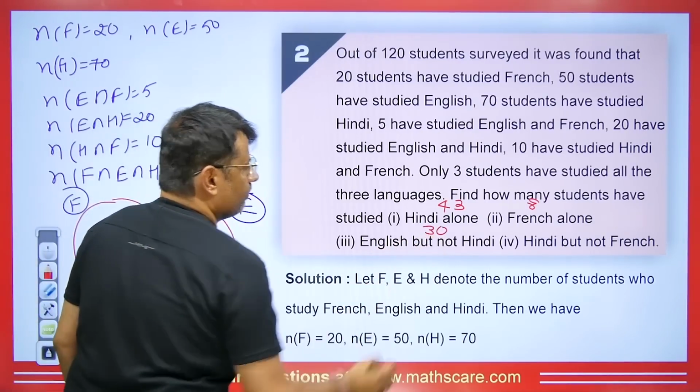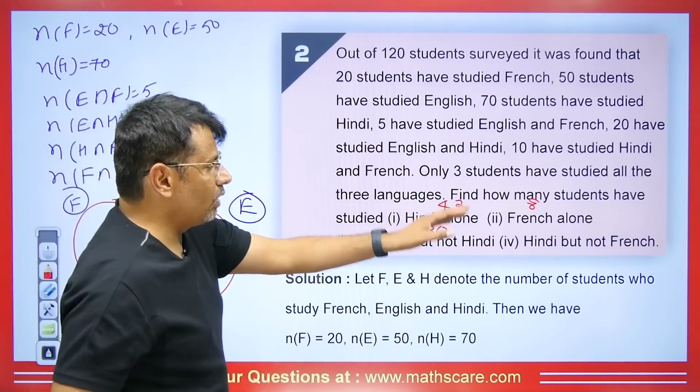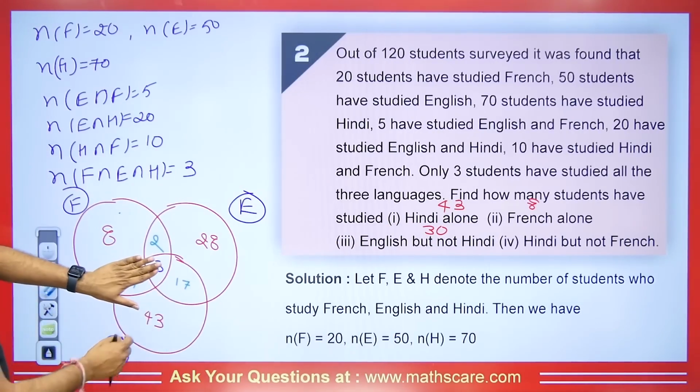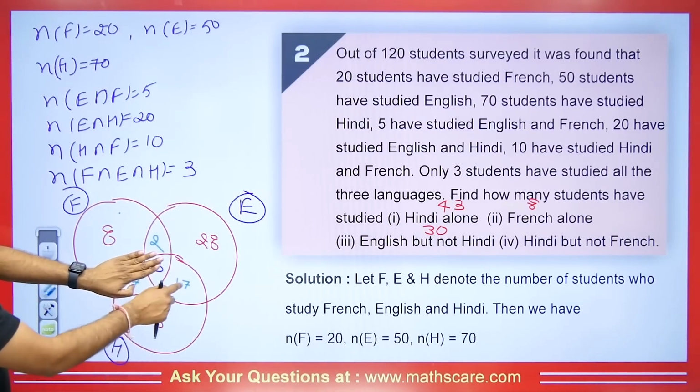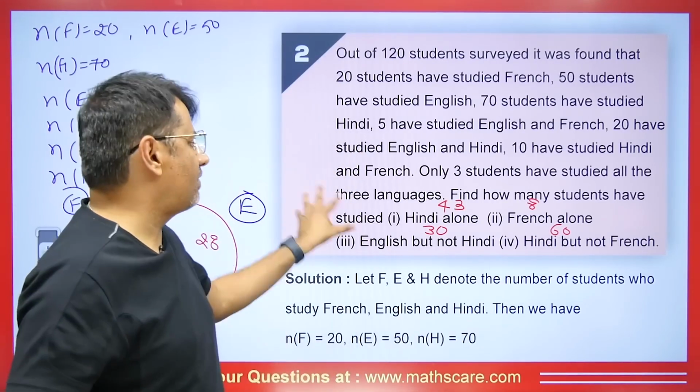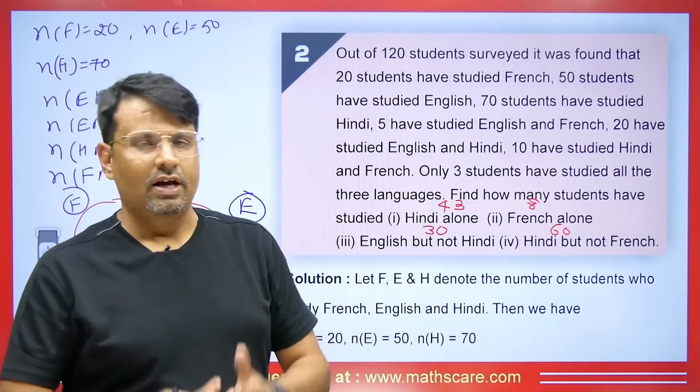The next question is, which students are studying Hindi but not French? The students who are studying Hindi but not French are 43 plus 17, apart from this, will be equal to 60. All these are the answers to individual questions. And this visualization with the help of a Venn diagram helps us clarify the distribution.